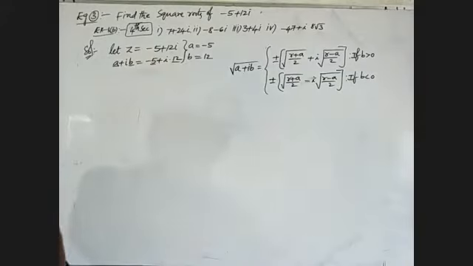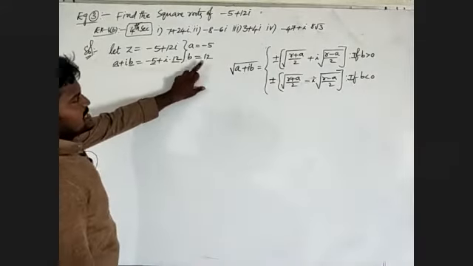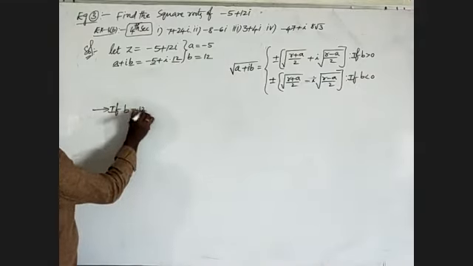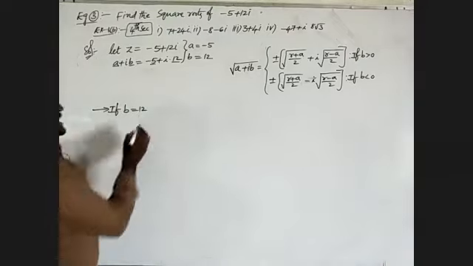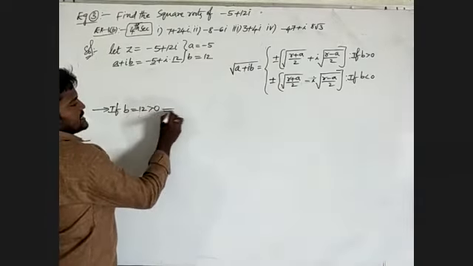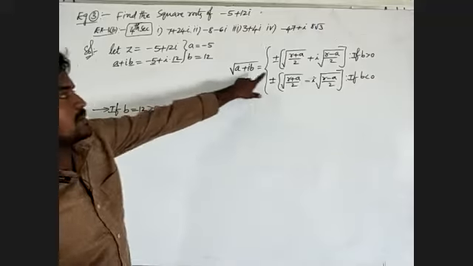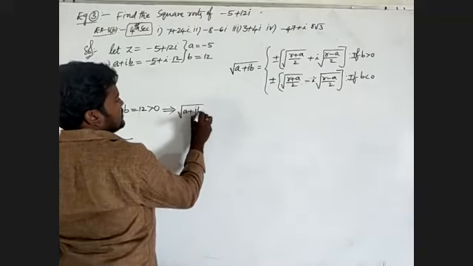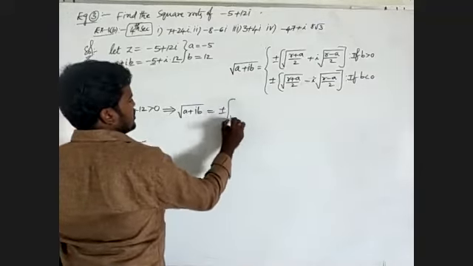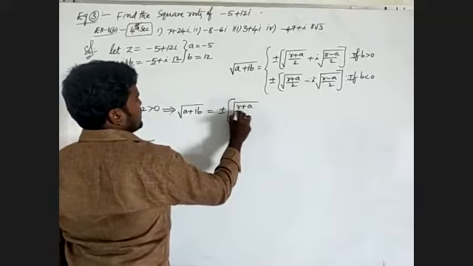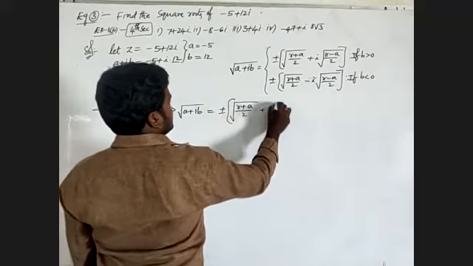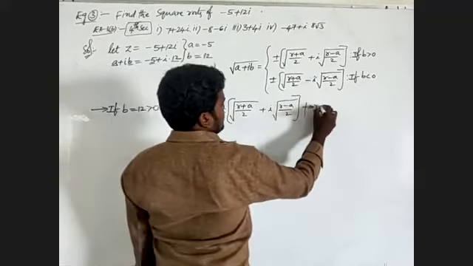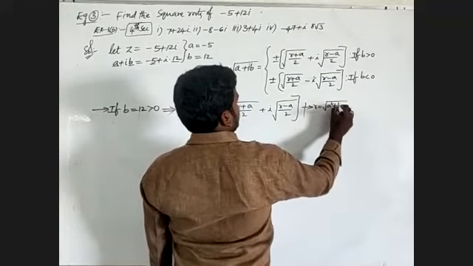Here we observe in this formula that b is equal to 12. If b is equal to 12, that means it is greater than 0. By applying the above formula, the square root of a plus ib will be written as plus or minus root of (r plus a)/2 plus i into root of (r minus a)/2, where r is written as root of a square plus b square.